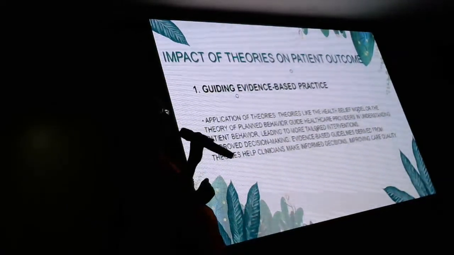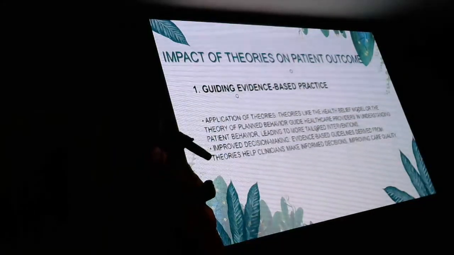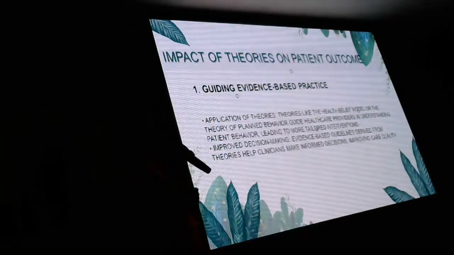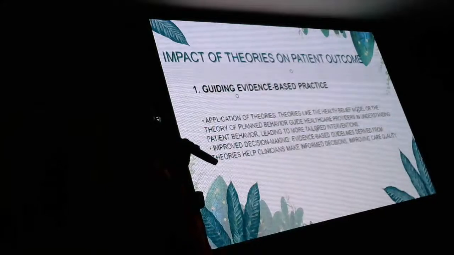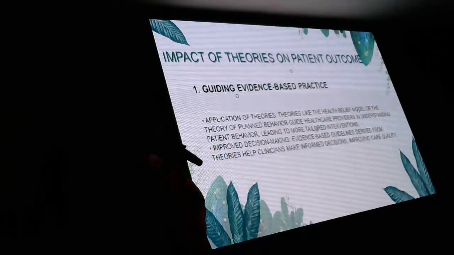See, in fact, generally I will address the main points. Madam, our next speaker, will also take this up. What is the impact of theories on patient care? Yes or no? Definitely there will be an impact, right?